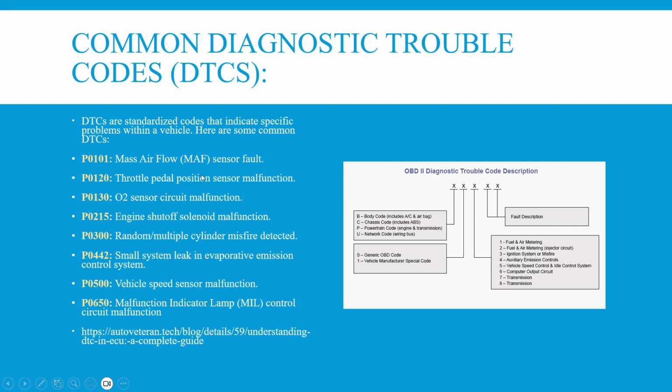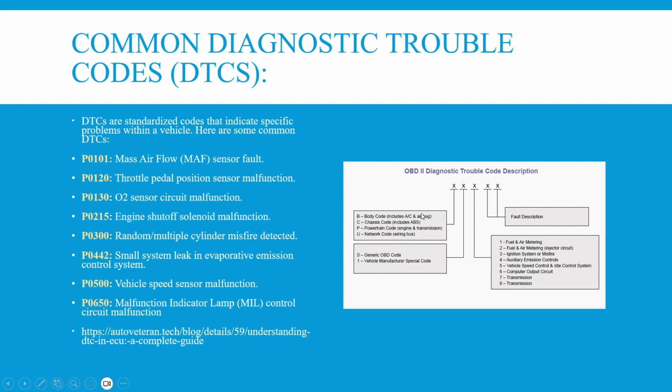The first digit indicates which part of the vehicle, or which subsystem of the vehicle, the fault is detected in. For example, in the first digit, if the letter B is given in the error code, it indicates a body code, which includes AC and airbag. So the letter B in the first digit indicates the fault is detected on the body portion of the vehicle.